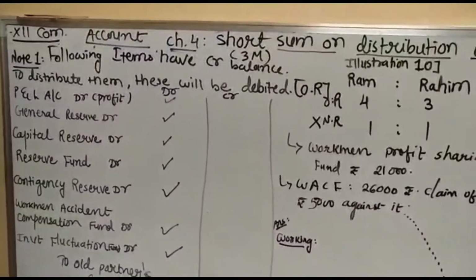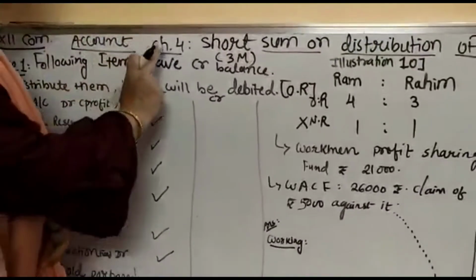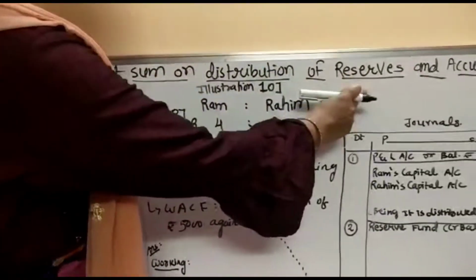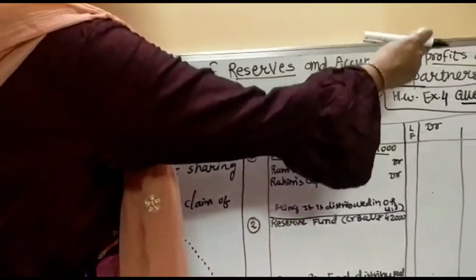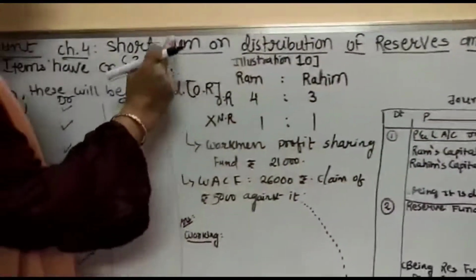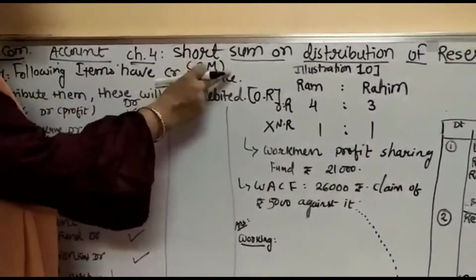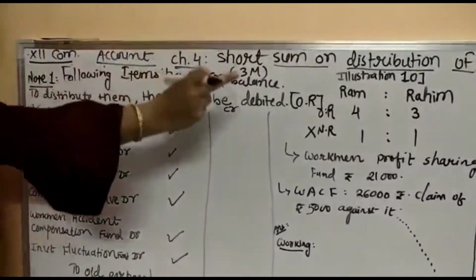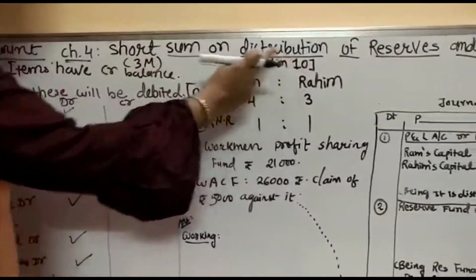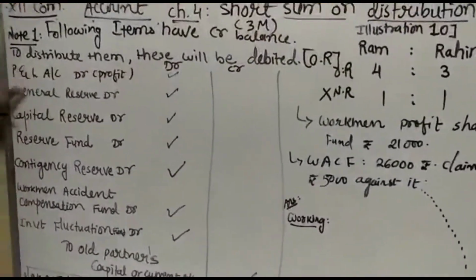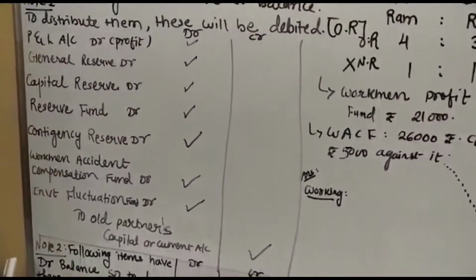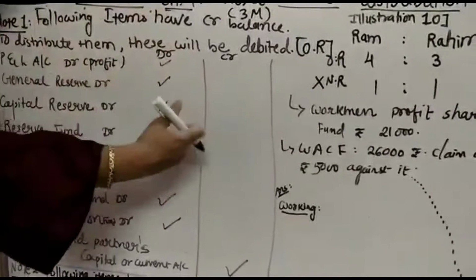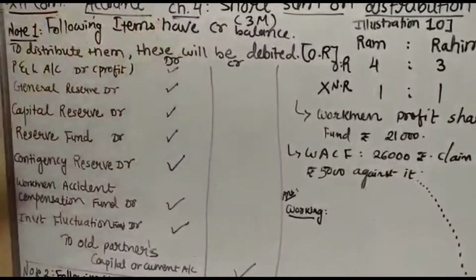Now, let us start. Same chapter 4, short sum on distribution of reserves and accumulated profit among the partners. This carries 3 marks weightage in your exam. But before solving illustration 10, we are going to see 3 notes on the whiteboard which I have written, which give you the basic knowledge of solving this sum as well as the next sums.